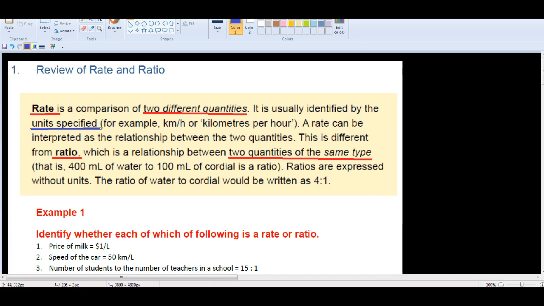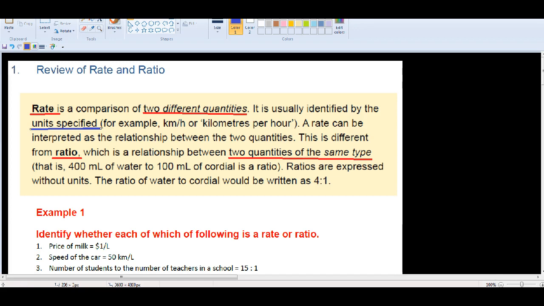When you have a number like 60 kilometers per hour, you see it involves two quantities with two different types of units. They have distance with the unit kilometer, and time with the unit hour. So there are two different units. For this type of number, you call it a rate.